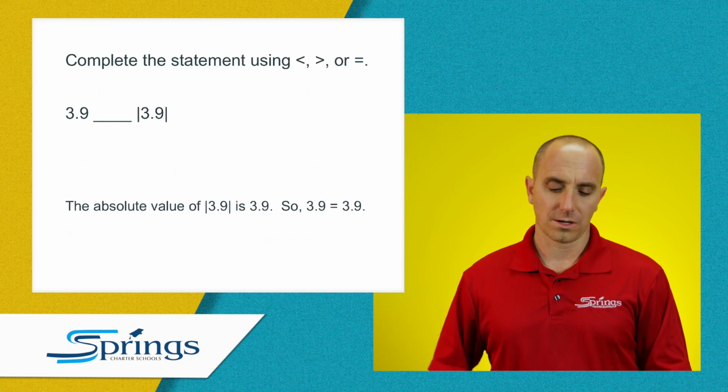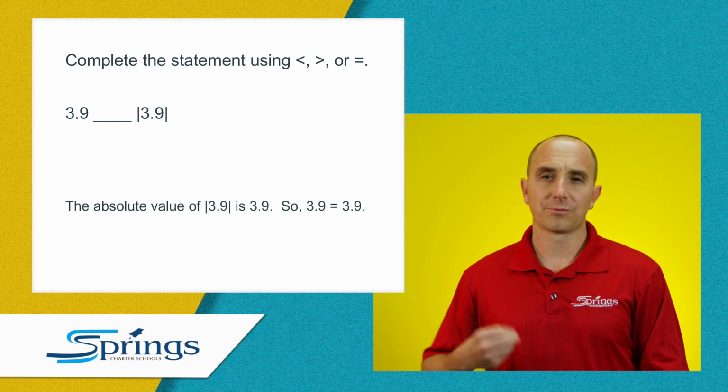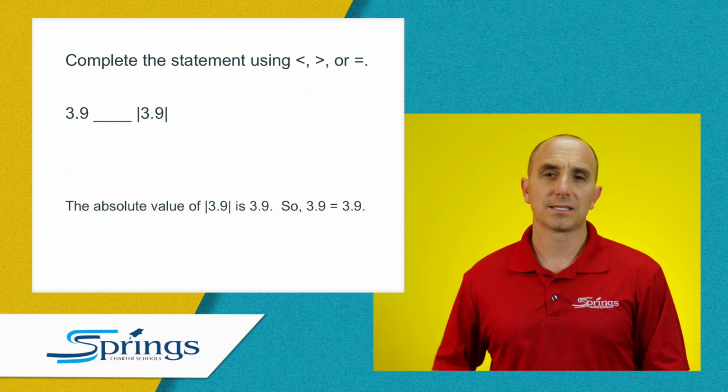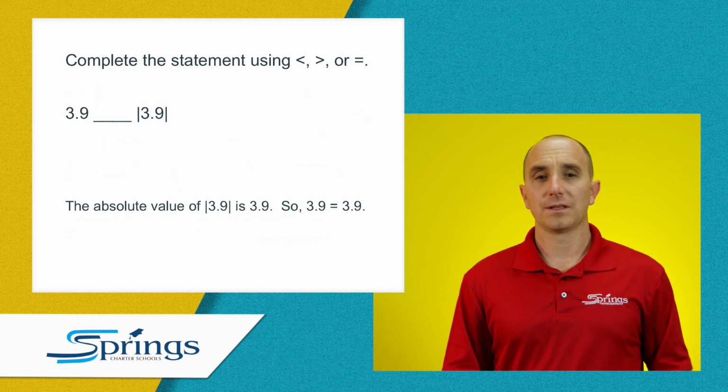All right, let's try one more. This time we have 3 9/10, and then we have the absolute value of 3 9/10. As we've been practicing, since the absolute value of 3 9/10 is just going to be 3 9/10, these two numbers are going to be equal. All right, so I hope that helps with our wrap-up lesson of absolute value.